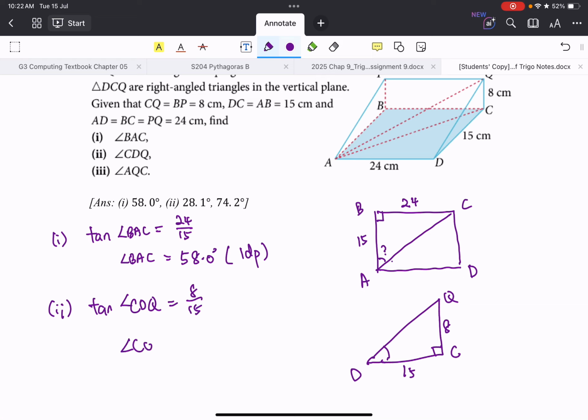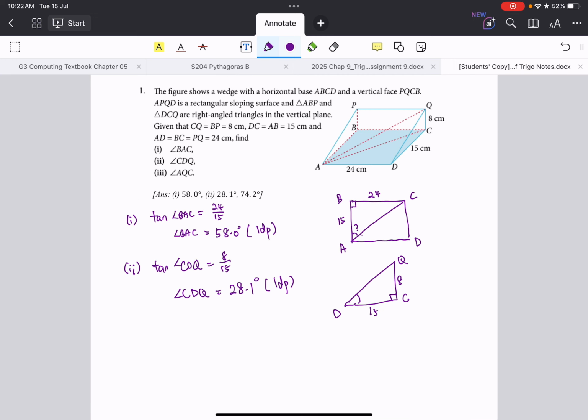So angle CDQ will be tangent inverse of 8 over 15, which gives us 28.1 degrees, 1 decimal place. Okay, so next, we want to find the angle AQC.